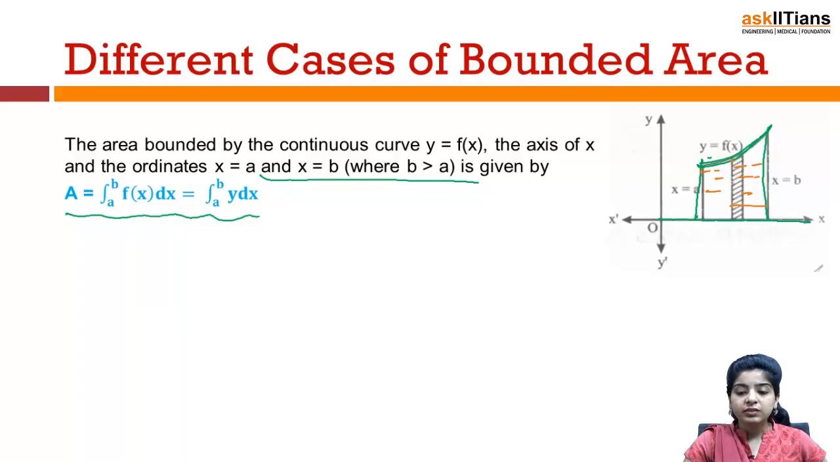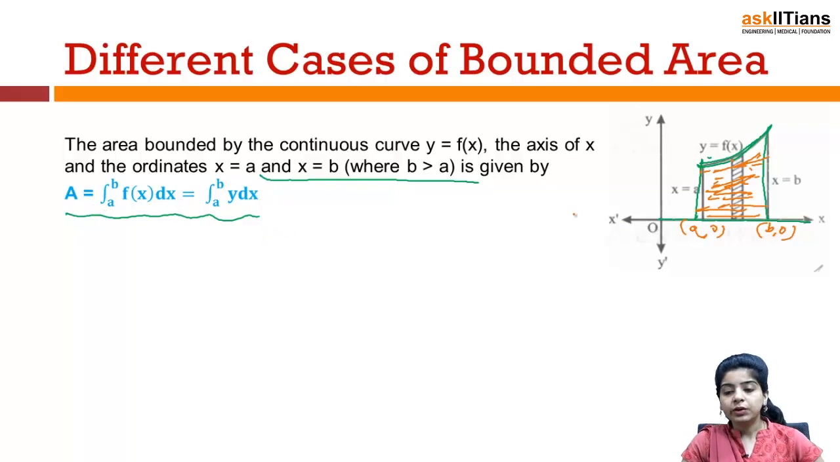So the area of this portion enclosed between the continuous curve y equal to f(x), x equal to a, x equal to b, and the x-axis, with y coordinate obviously 0, would be A equal to integral a to b f(x) dx, that is integral a to b y dx. See, this is quite simple. Once you are able to draw the curve, you can easily compute the area.